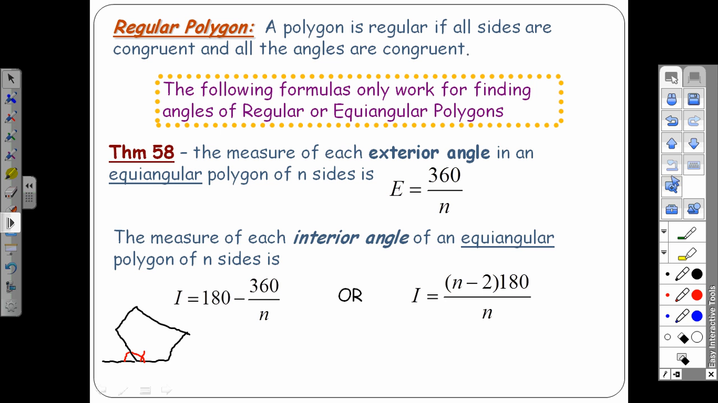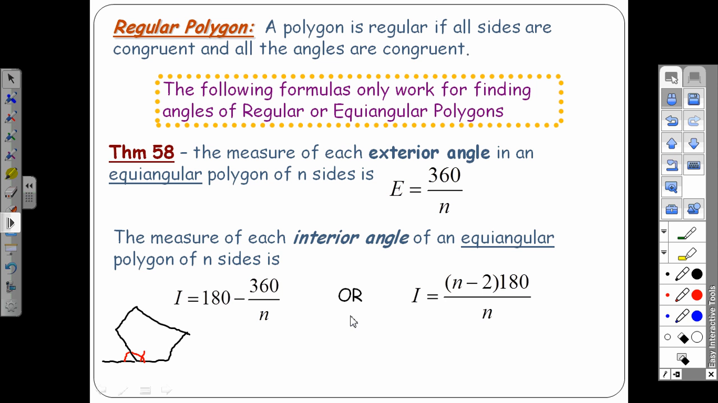So if we know what the exterior angle measure is, we can easily subtract that from 180 to get the interior angle. So that's this formula that says that the interior angle is going to be 180 minus the exterior angle, which we use this formula to figure out. Okay, so I think that's a pretty easy calculation.